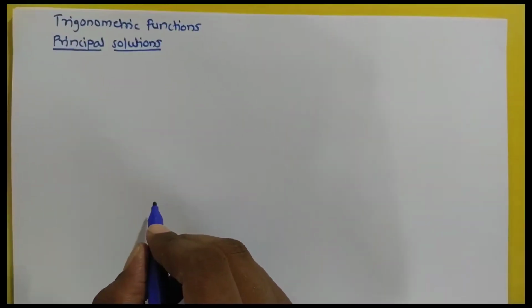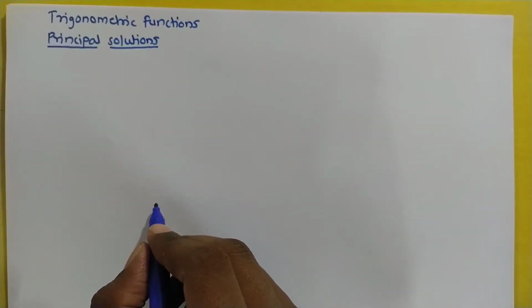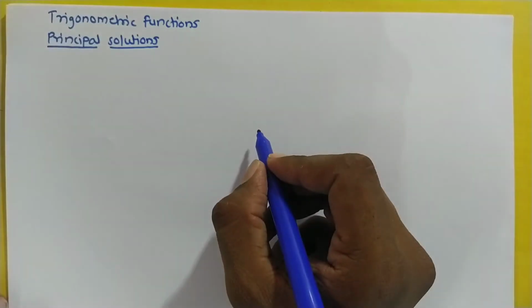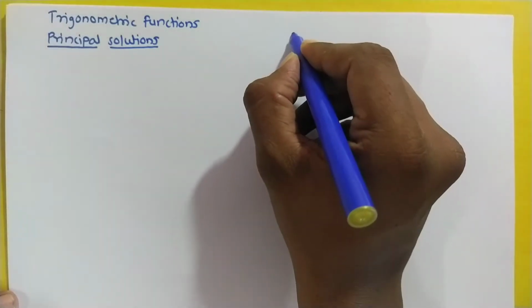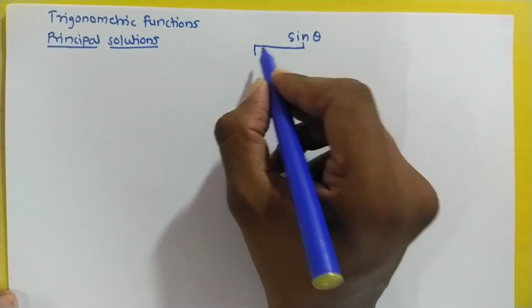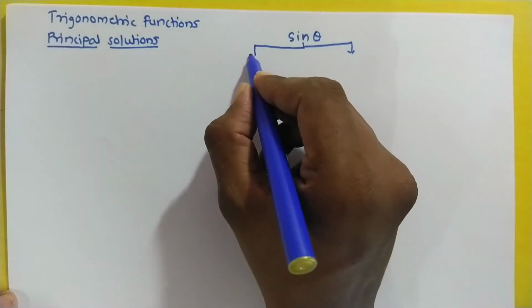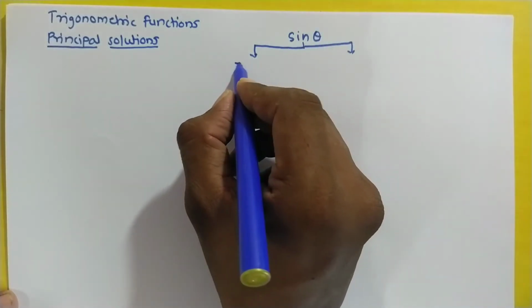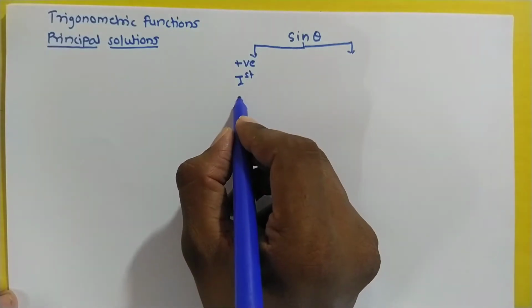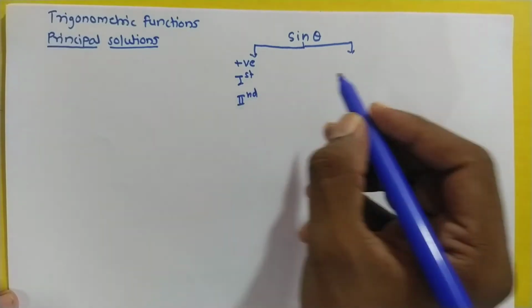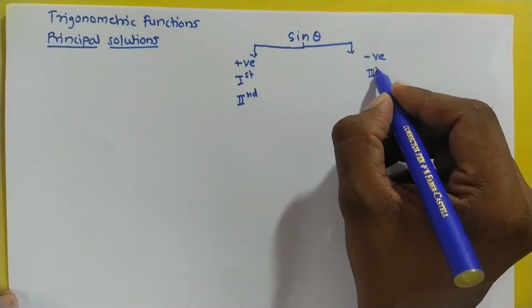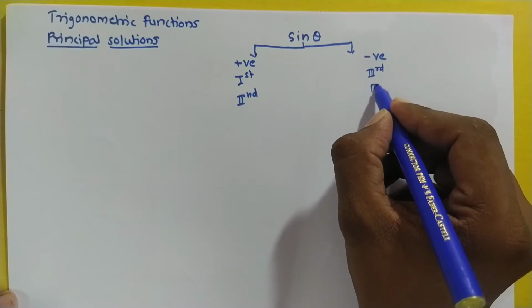Dear student, today we learn how to find the principal solution for trigonometric functions. So, very important topic for JEE exam and CET exam. We know that sin theta is positive in first quadrant and in second quadrant. Sin theta is negative in third quadrant and in fourth quadrant.